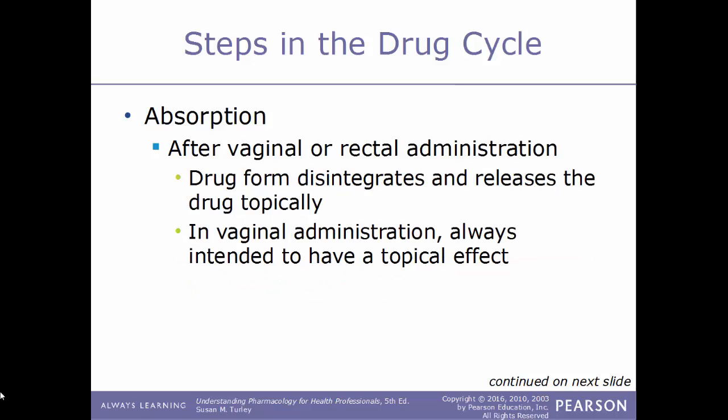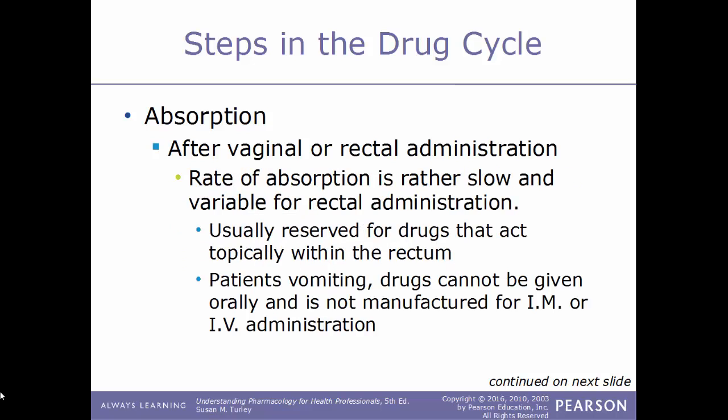After a vaginal or rectal administration, the drug form will disintegrate and then release the drug topically. In a vaginal administration, it's always intended to have a topical effect. For both of these routes of administration, rectal and vaginal, the rate of absorption is rather slow, and variable for rectal administration. This is usually reserved for drugs that act topically within the rectum. So these routes are usually reserved for when patients are vomiting, or drugs can't be given orally, or if it's not manufactured for an IV administration or an intramuscular administration.